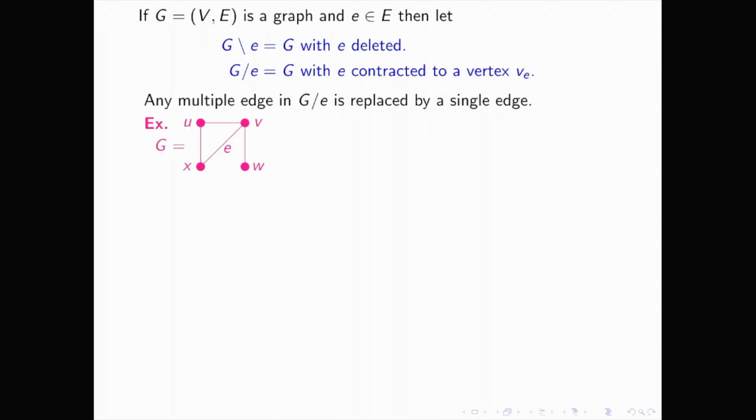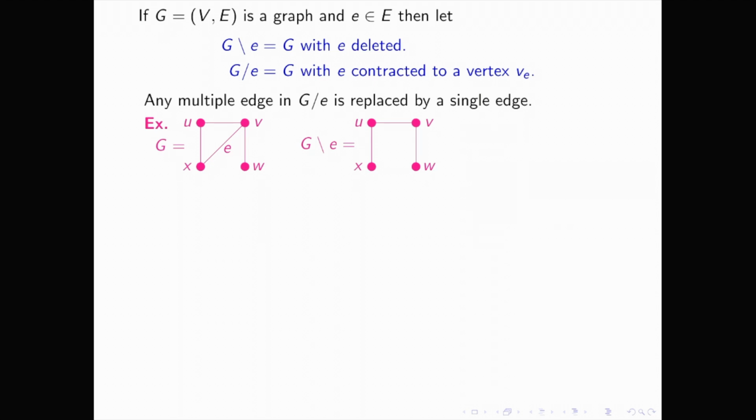Again, an example is worth a thousand definitions. Let's look at this example with that edge in mind. So if I delete it, clearly I get, excuse me, just the path with four vertices there. What happens if I contract it?